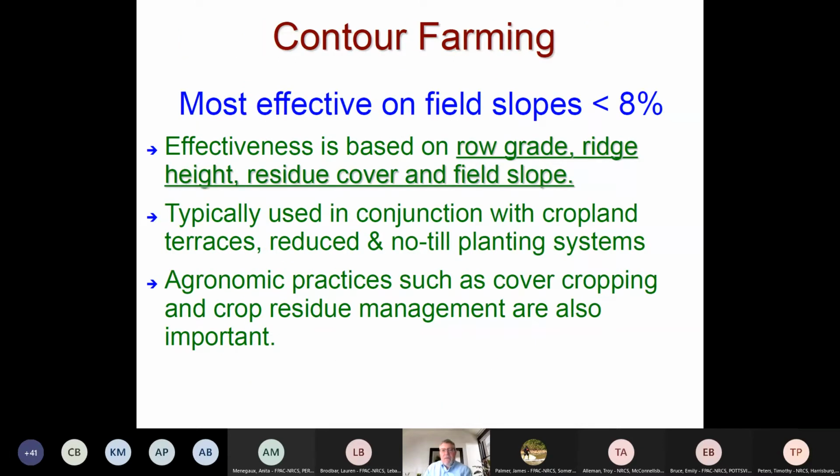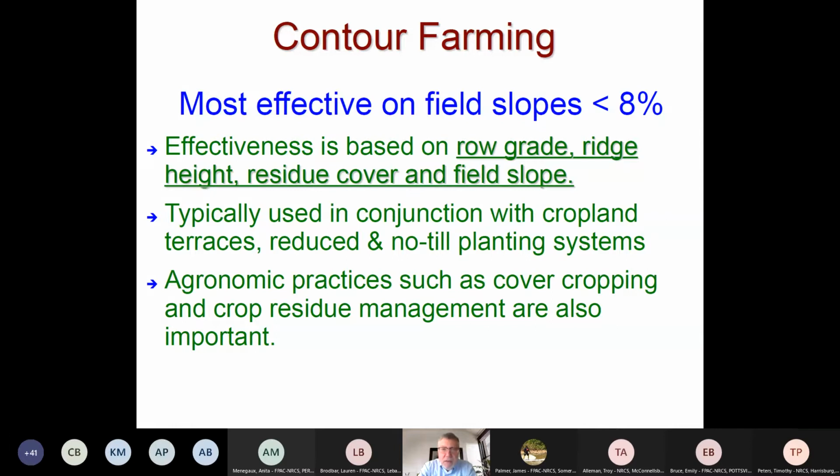Contour farming is most effective on fields with a hill slope of 8% or less. Its effectiveness is based on row grade, ridge height, and residue cover in the fields, on the field slope, typically used in conjunction with terraces and reduced tillage systems. Agronomic practices such as cover cropping and crop residue management are also important in that.